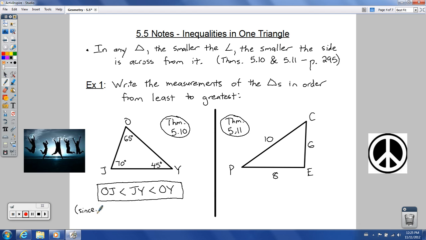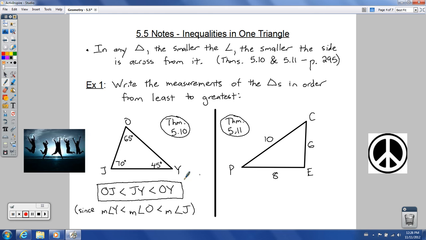You may or may not have to do something like this, but this would be true since the measure of angle Y is less than the measure of angle O, and then the biggest one was J. So since that is true, theorem 5.10 tells you that this is also true.